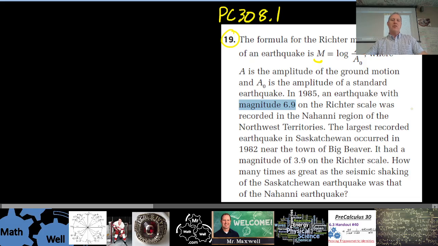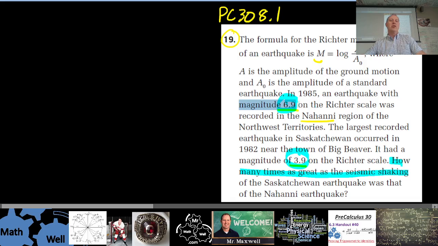In 1985, an earthquake with a magnitude 6.9 on the Richter scale was recorded in the Nahanni region of the Northwest Territories. The largest recorded earthquake in Saskatchewan occurred in 82 near the town of Big River. It had a magnitude of a whopping 3.9, okay? Which is pretty small, but we don't get much around here where we live. How many times as great? Now here's what's important. How many times as great as the seismic shaking of the Saskatchewan earthquake was the Nahanni earthquake? So how many times bigger is this versus this?